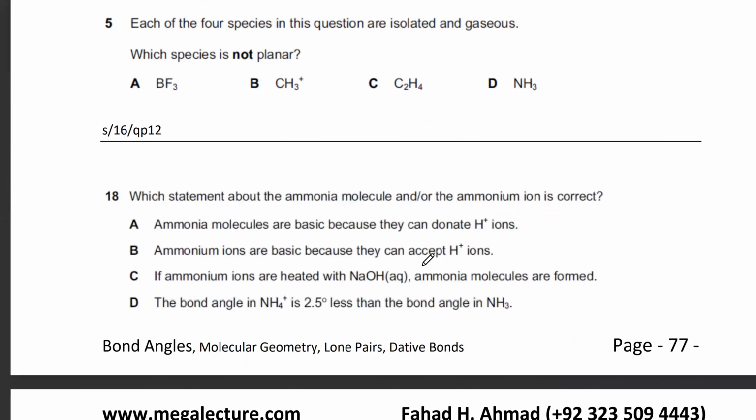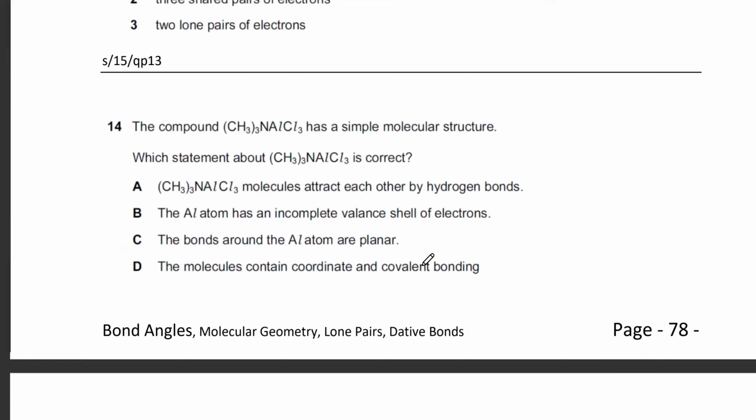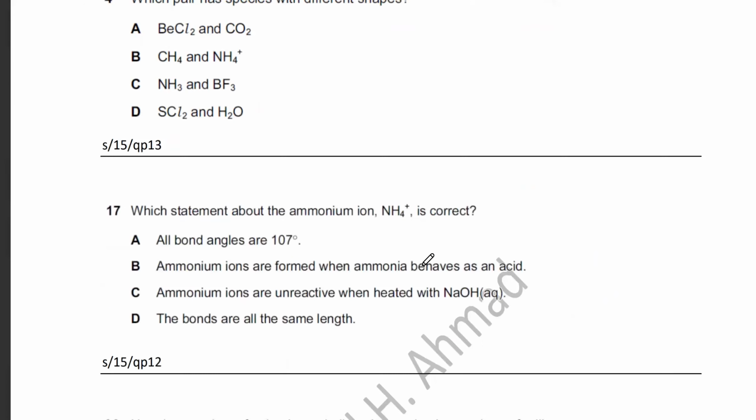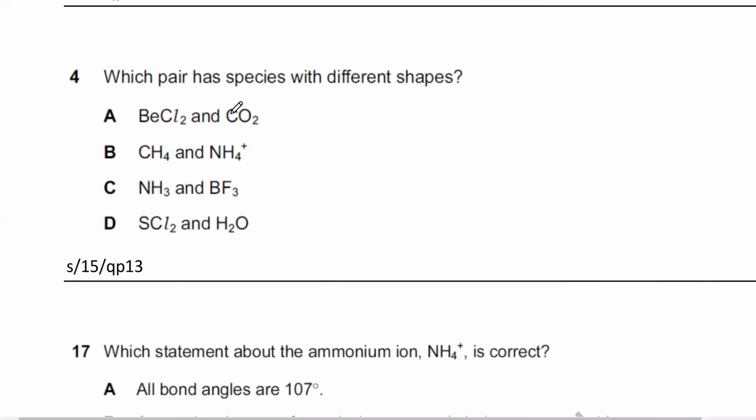So moving to the more difficult question. Let's go with this one. You're saying which pair has species with different shapes? So first one, BeCl2.